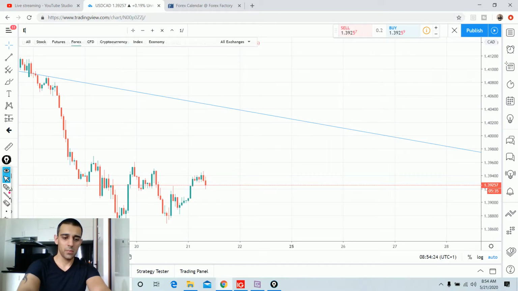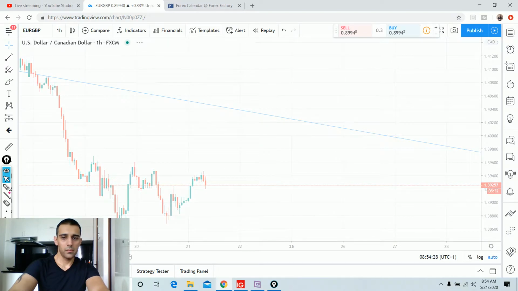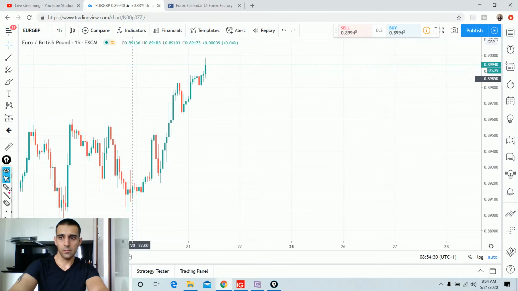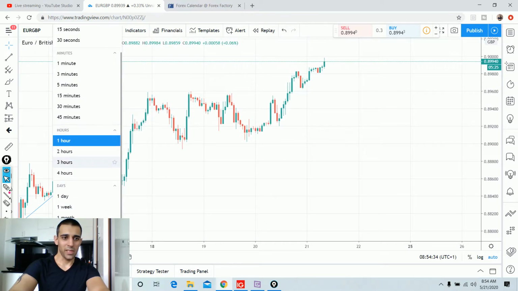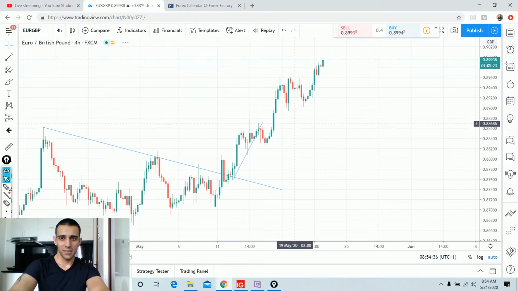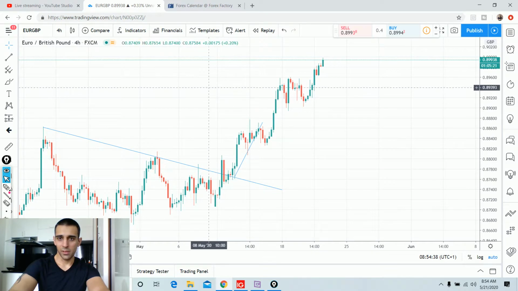So we have the EURGBP. Oh, it's pushing higher. Doesn't want to give up. The Euro British pound is looking good.